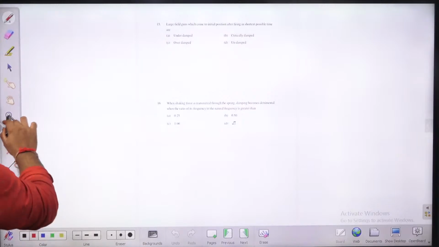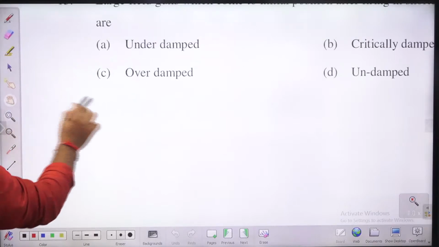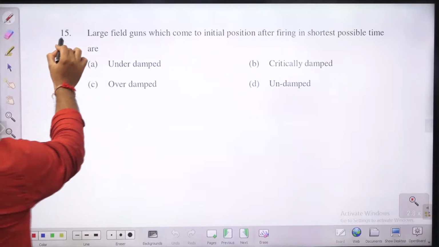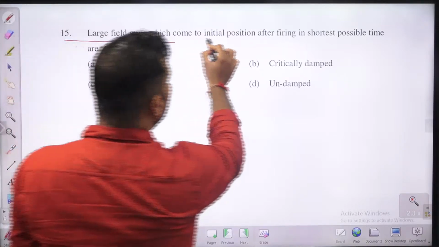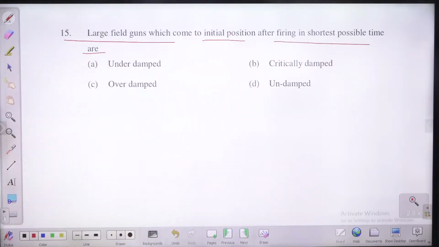Question number 15 in front of you. Large field guns, which come to the initial position after firing in the shortest possible time, are underdamped, critically damped or overdamped? Guys, in case of critical or overdamped, in both cases the motion will be aperiodic.